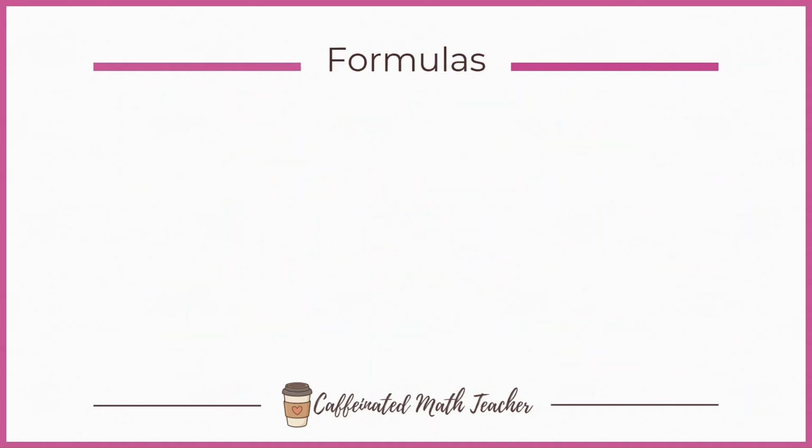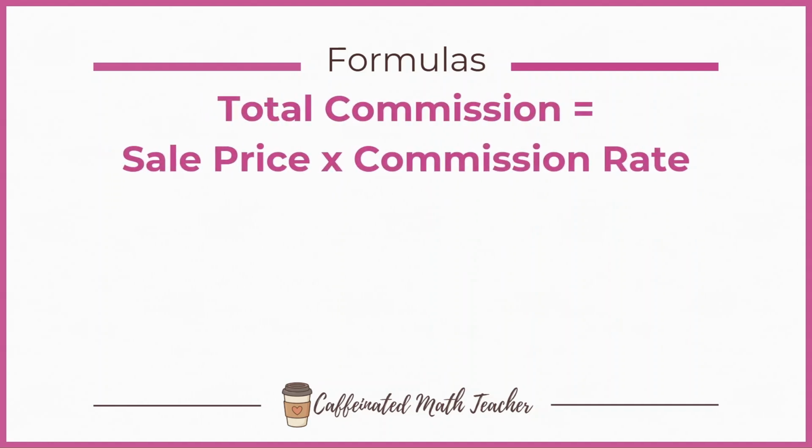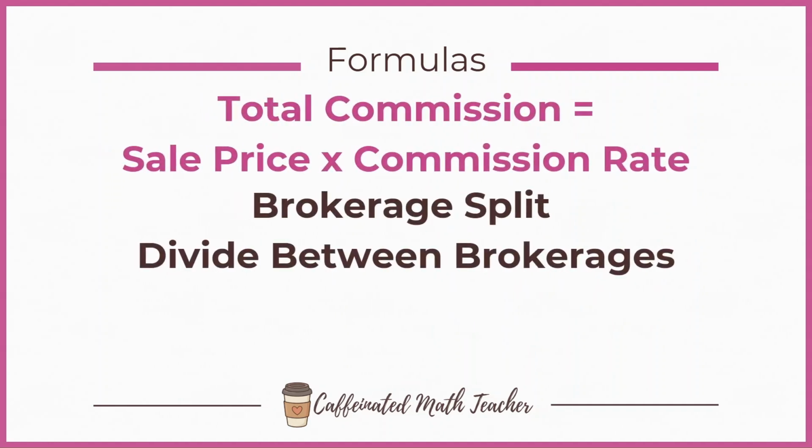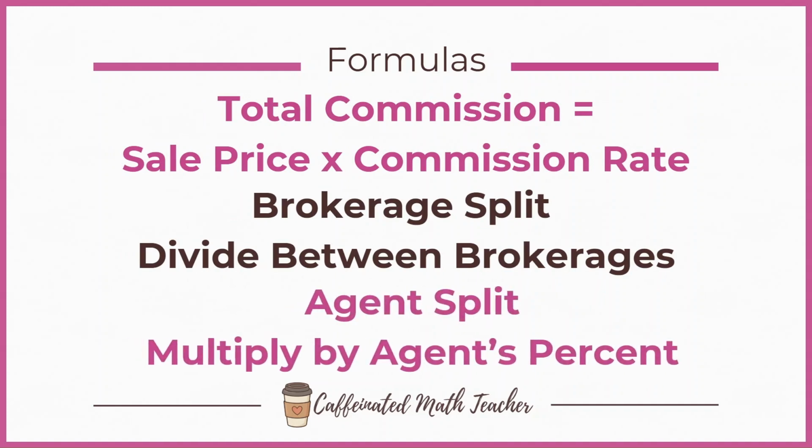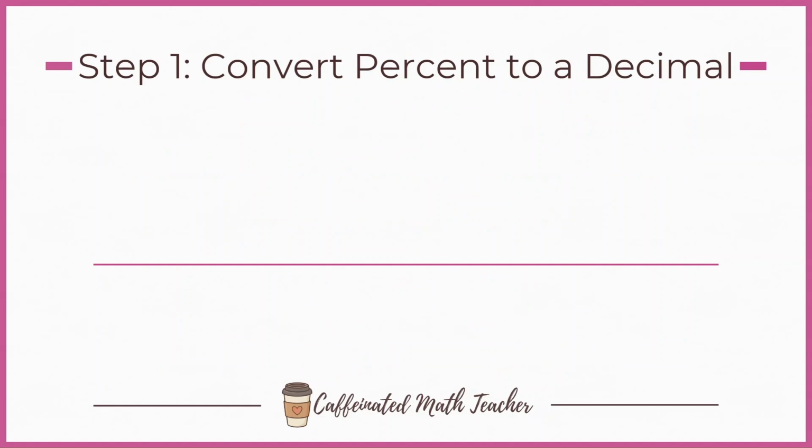Here's the exact process you want to follow on the exam. First, find the total commission. Then split that amount between the brokerages, and finally apply the agent's percentage. If you follow this order every time, these problems become much easier.